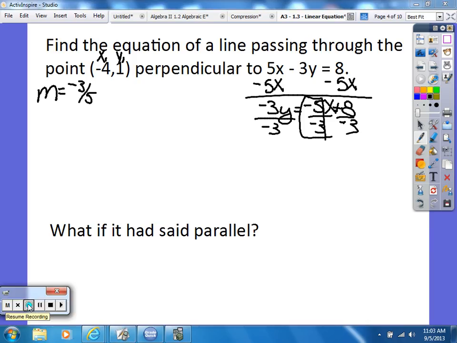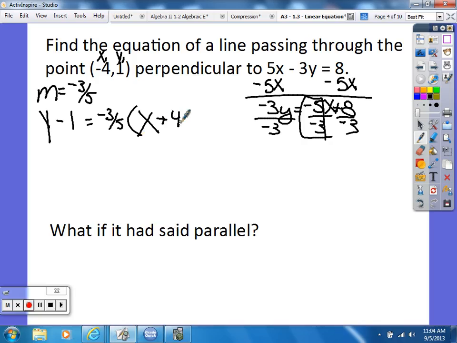Alright, so I'm going to go ahead and fill in that point slope formula. So y minus 1 equals negative 3/5 times x. Now, what sign should I put here since that's a minus 4? I agree. Now I'm going to do this completely without a calculator so you guys can see how I do this. I'm going to distribute this. So negative 3/5 x. I'm going to put a 1 underneath this 4. 3 times 4 is 12 over 5. So I get y minus 1 equals that stuff there.